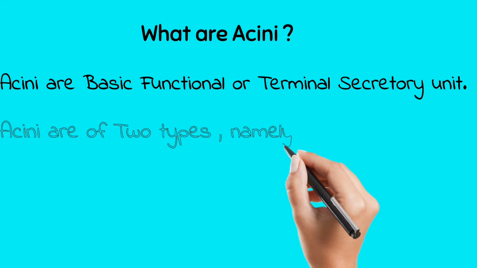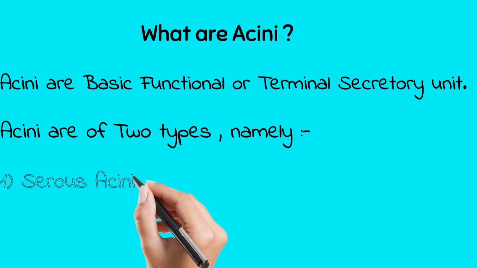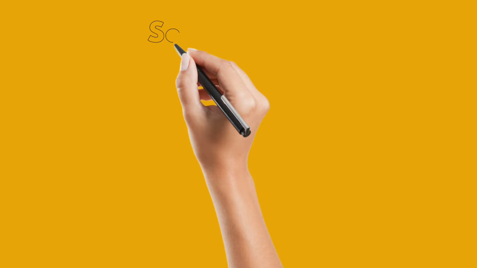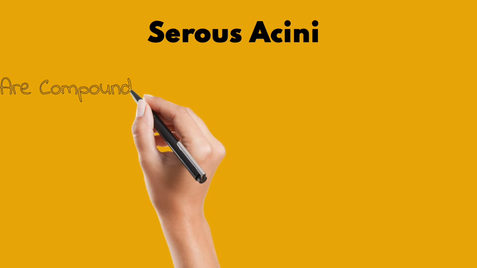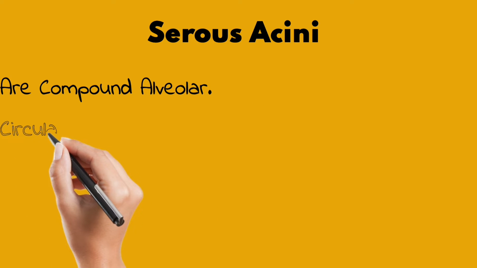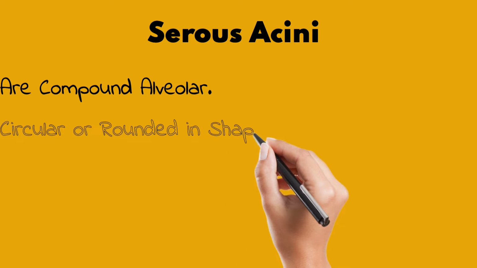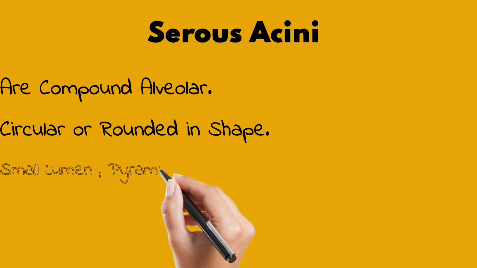Now, what are the serous acini and the mucous acini? Serous acini are the compound alveolar glands, while the mucous acini are the compound tubular glands. So let's study the serous acini in detail. Serous acini appear circular or rounded in shape. They are smaller in size compared to the mucous acini, and their lumen is also small.